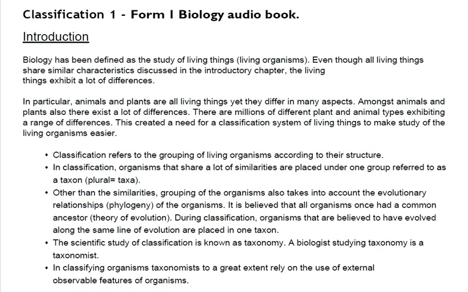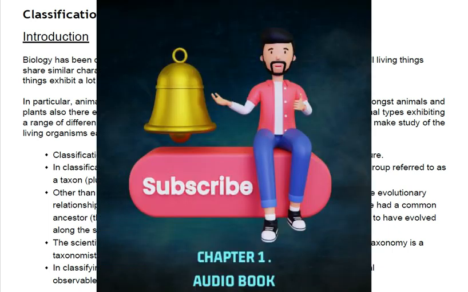The scientific study of classification is known as taxonomy. A biologist studying taxonomy is a taxonomist. In classifying organisms, taxonomists, to a great extent, rely on the use of external observable features of organisms.